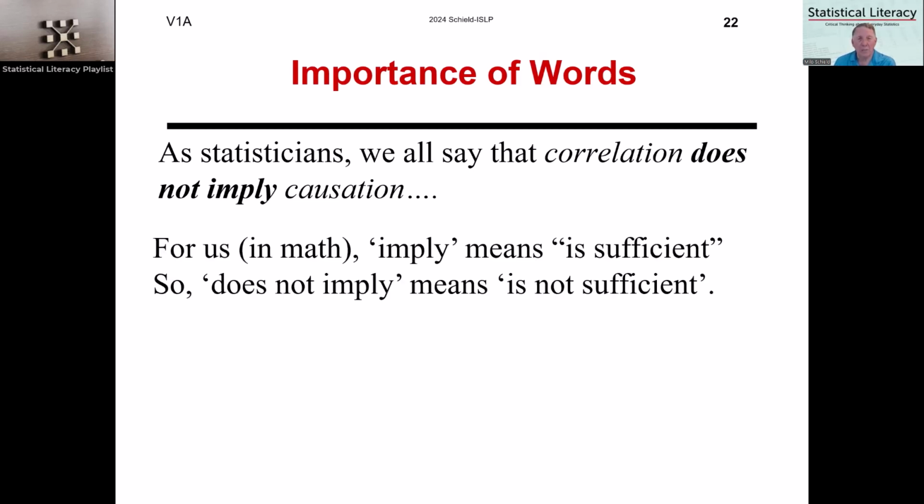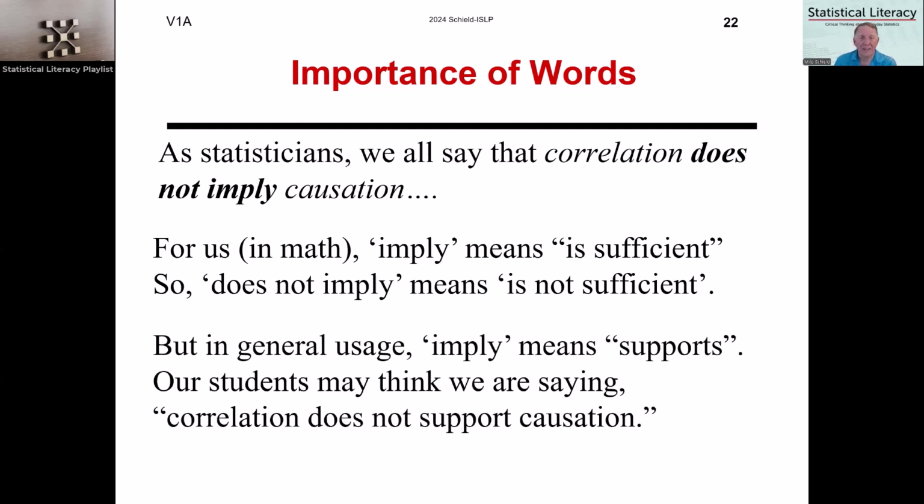And as people trained in mathematics, we're very clear. When we say imply, that means sufficient. When we say does not imply, that means is not sufficient. But our students are not trained in mathematics. In general usage, to imply something means to support it. So when we say correlation does not imply causation, our students may hear us saying correlation does not support causation. And if so, they're going to say, this teacher makes no sense.